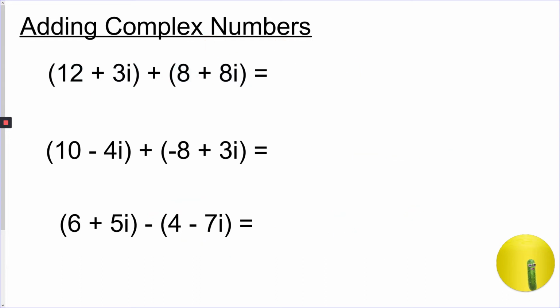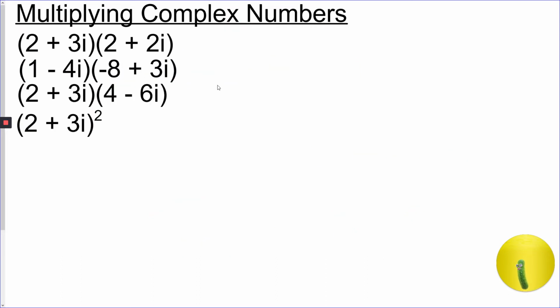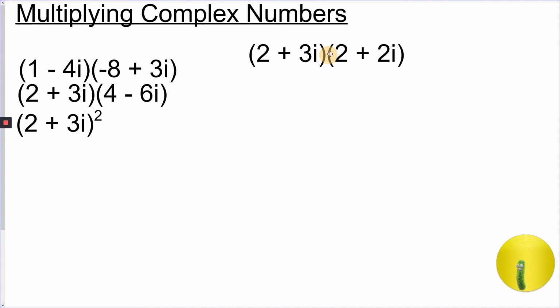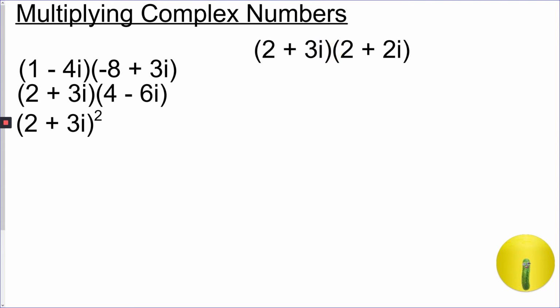All right? So let us try multiplying now. Multiplying is a little bit different, but the same. We've done this too. So let's start off by taking this and bringing it in here. And we're going to check this out. Now, all we're doing here is just like when we're multiplying binomials, right? We're going to do the 2 times the 2, and the 2 times the 2i, and the 3i times the 2, and the 3i times the 2i.